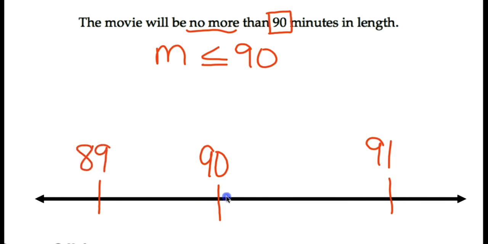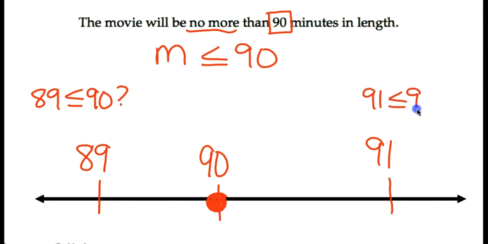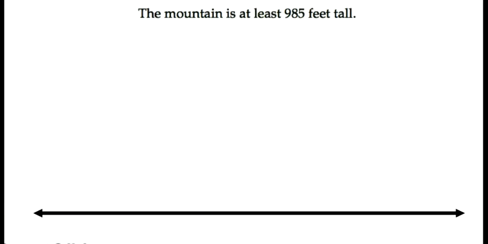I'm going to have a closed circle on 90 because of my less than or equal to sign. Which direction do I need to decide: is 89 less than or equal to 90, or is 91 less than or equal to 90? I'm going to shade in the direction that makes my inequality true, and that is to the left because it's less than 90.